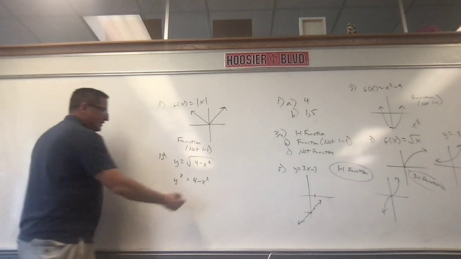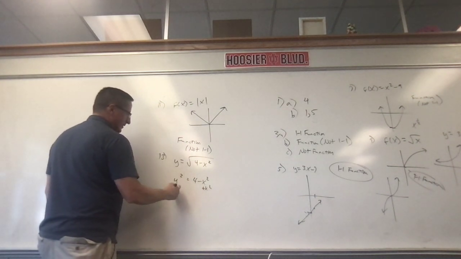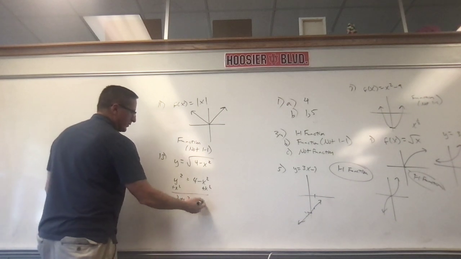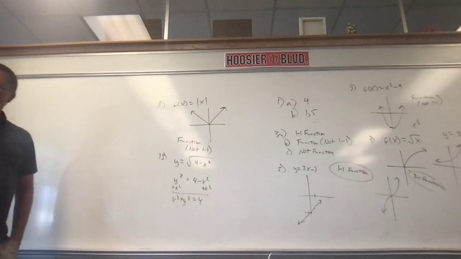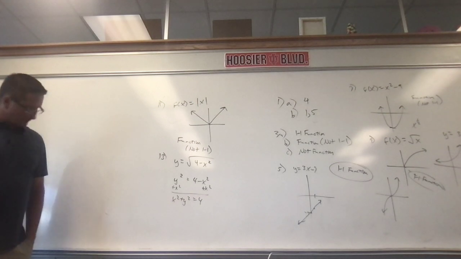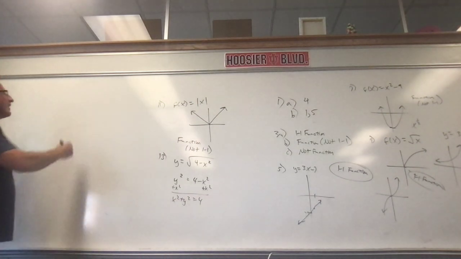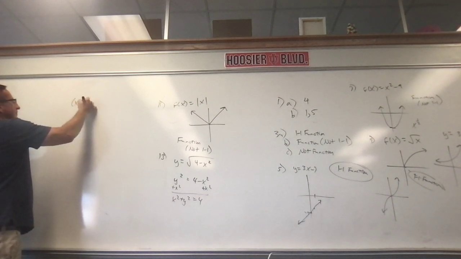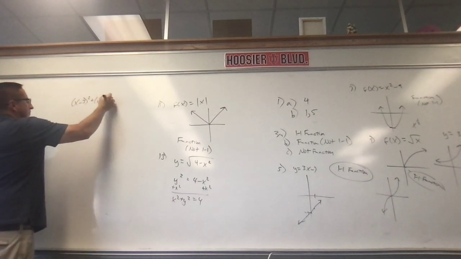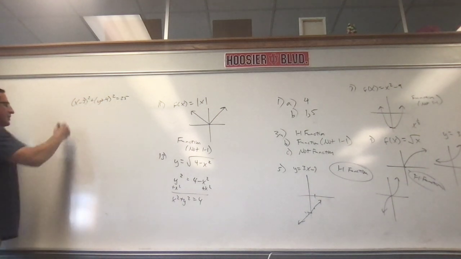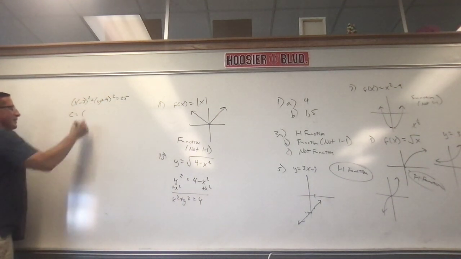Square both sides. Then let's add x squared to each side. So x squared plus y squared equals 4. What's that thing look like? X squared plus y squared equals 4. Well, if I give you this right here, that's a circle. It's a circle with a center 3, negative 4.